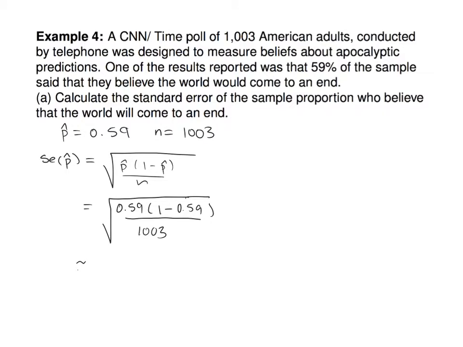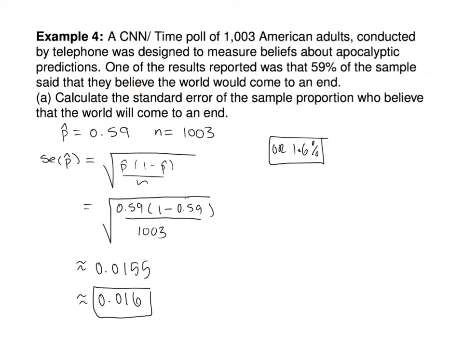And let's just round things to 3 decimal places. So 4 decimal places is 0.0155. Does that round up or stay the same? Rounds up. 0.016, or 1.6%. Is that okay? All right.